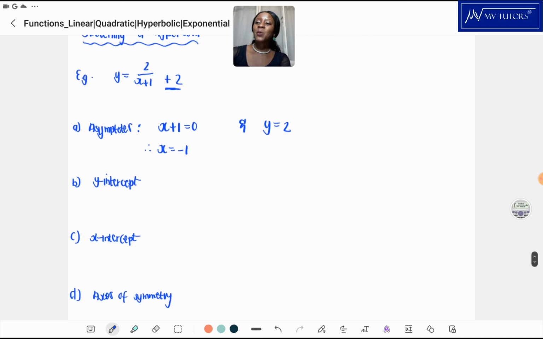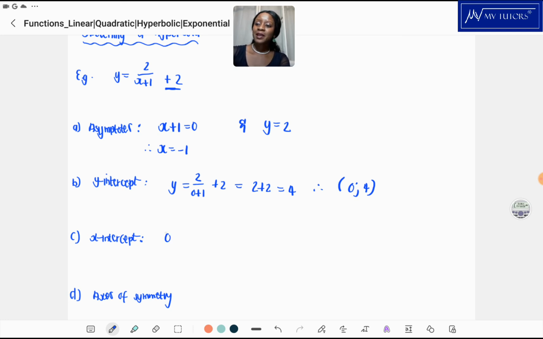Now let's look at the y-intercept. The y-intercept is where x is 0. So I have y is equal to 2 over 0 plus 1 plus 2. So I basically have 2 over 1, which is just 2, and then plus 2, that is 4. So the coordinate of my y-intercept is 0 and 4. Great. Now let's get to the x-intercept, and that's basically where y is equal to 0.